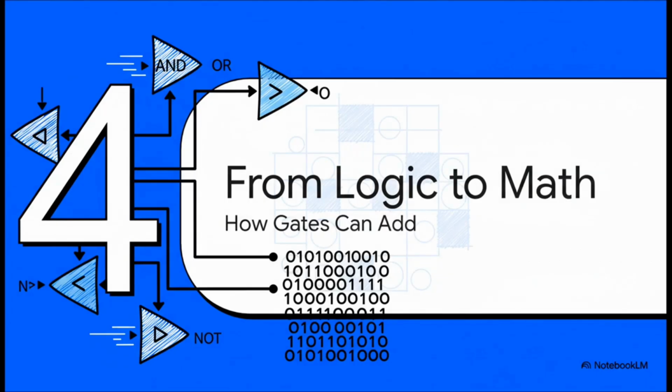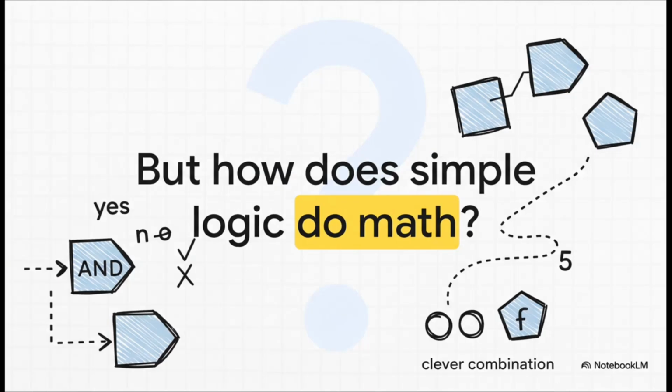Okay, so far we've been talking about these simple true or false, yes or no decisions. But this is where it all comes together. How do these simple little rules let a computer do something as complex as math? This is the big question, isn't it? We've got these gates that can say yes or no. How in the world do we get them to say 2 or 5? The answer, it turns out, is in combining them in a really clever way.